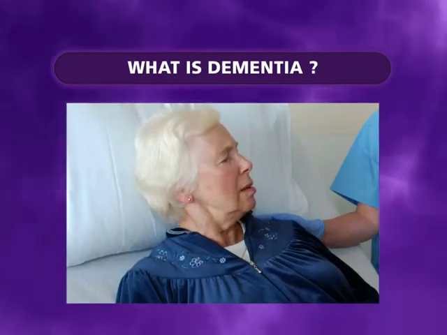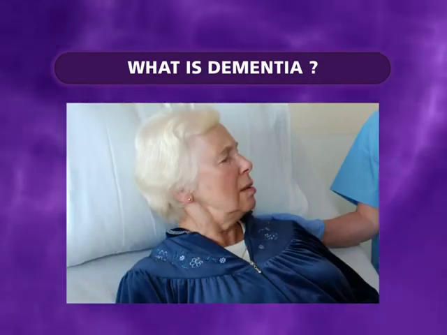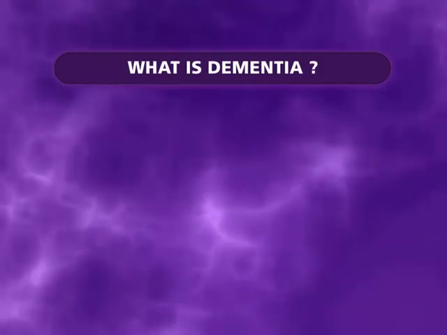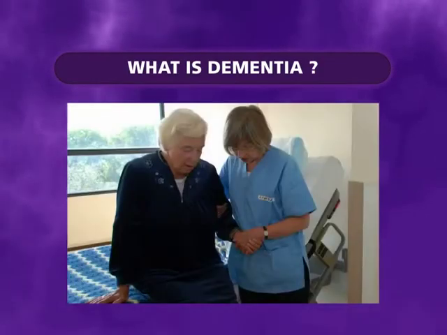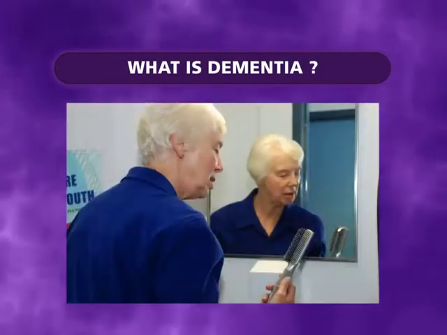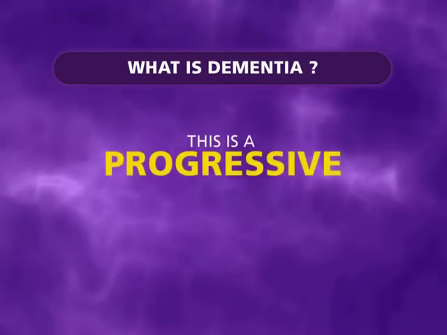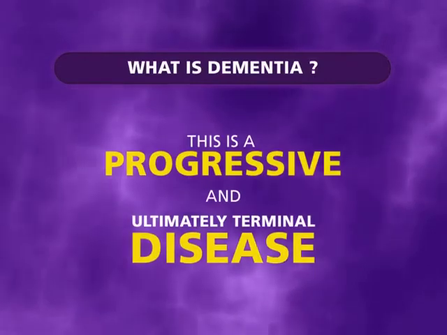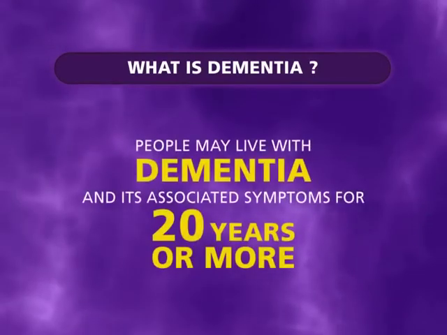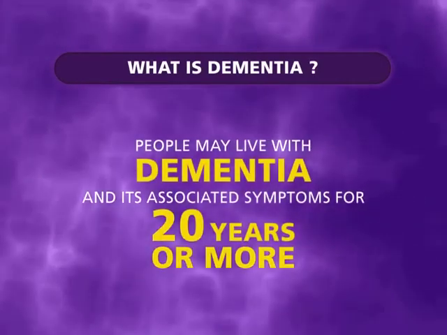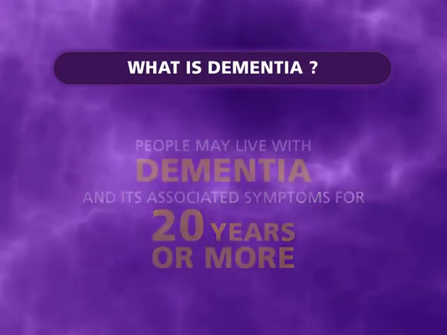Dementia can be a very frustrating disease for family and friends. As the disease progresses, people with dementia find it difficult to work or participate in normal daily activities. This is a progressive and ultimately terminal disease. People may live with dementia and its associated symptoms for 20 years or more.